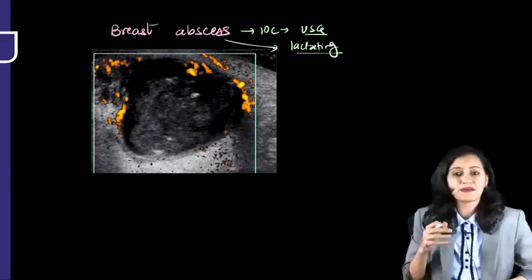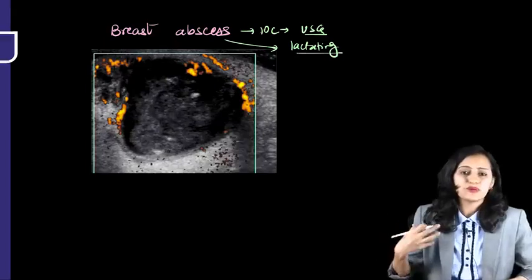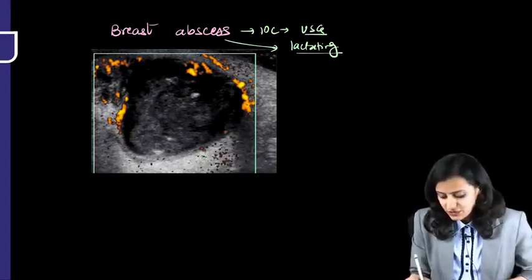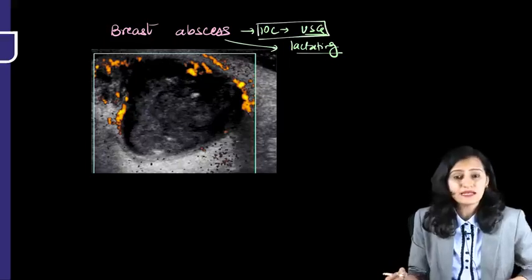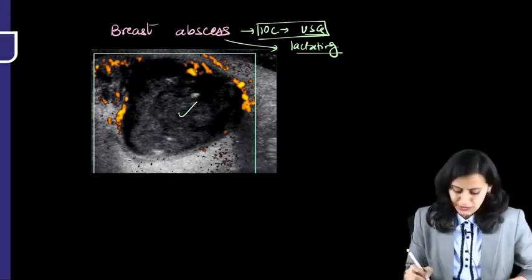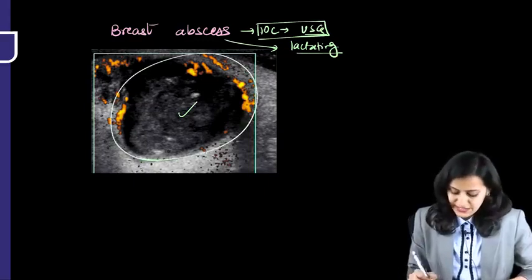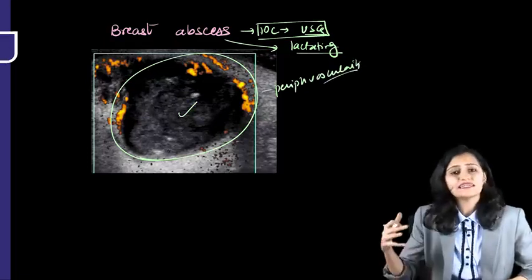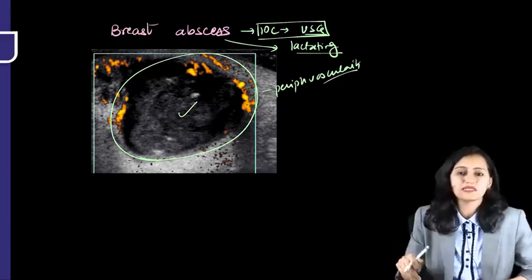So if you have a patient or lactating mother with a breast lump which is painful, which is tender, there is fever, the investigation of choice is going to be ultrasound, because ultrasound will show the abscess with the echoes and debris within, and the type of vascularity you see is peripheral vascularity. So it helps us identify that it's not a solid lesion, it's a cystic lesion with pus with echoes within.